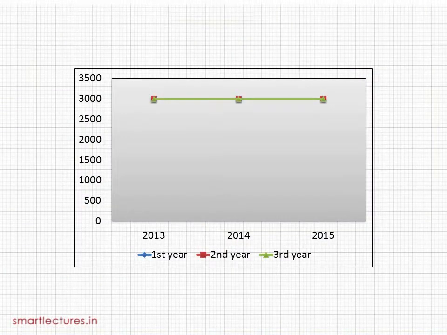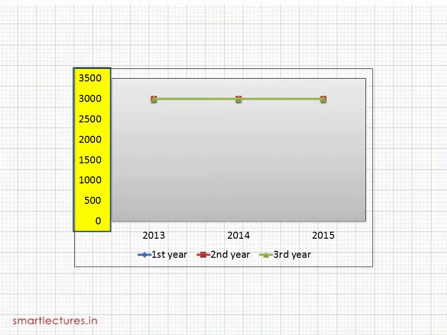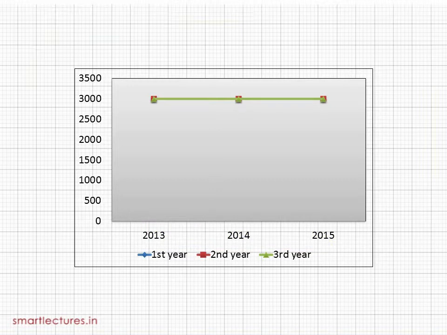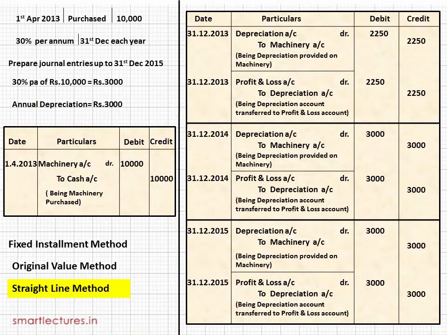If you plot these figures on the graph, on the vertical line you write down 1,000, 2,000, 3,000. This is for the depreciation amount. And on the horizontal line you can write down 2013, 2014, 2015. If you plot the figures on the graph, you will find there is a straight line for the amount. That's why it is called the straight line method. So you can call it by any name.